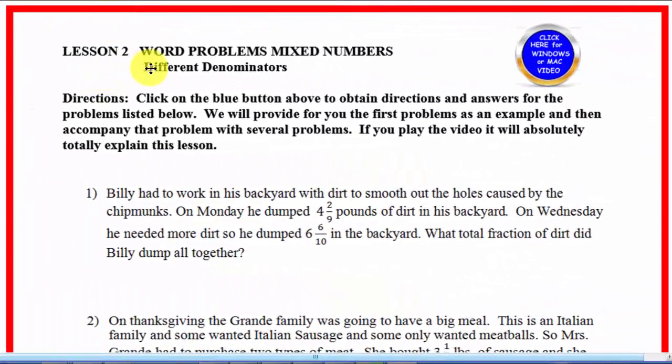Welcome to Lesson 2, Word Problems: Mixed Numbers, Different Denominators. If you remember, Lesson 1 had the same denominators, and we said in Lesson 1, wait till you get to Lesson 2, and we'll show you different ones. Hopefully you clicked on this button right here to obtain the directions and the answers.